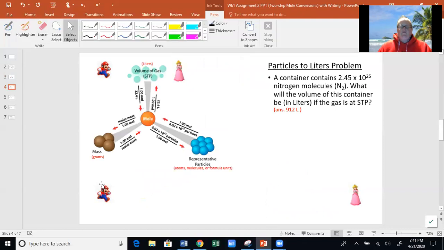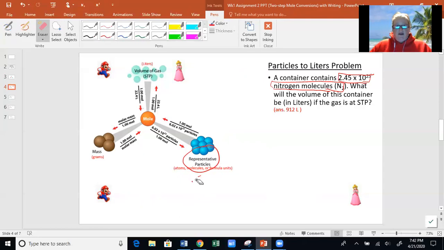I have to keep this not in a presentation mode so that I can continue using the pen. I want to use a similar color scheme that I used before. We need to identify what's given, what we're trying to find, and how we're going to get there. Okay, so the first thing I need to do is look for the number. Here's my number, and the number is 2.45 times 10 to the 25th nitrogen molecules. All right, so the number is where I'm starting. So I am starting in the particles parking lot. I have 2.45.